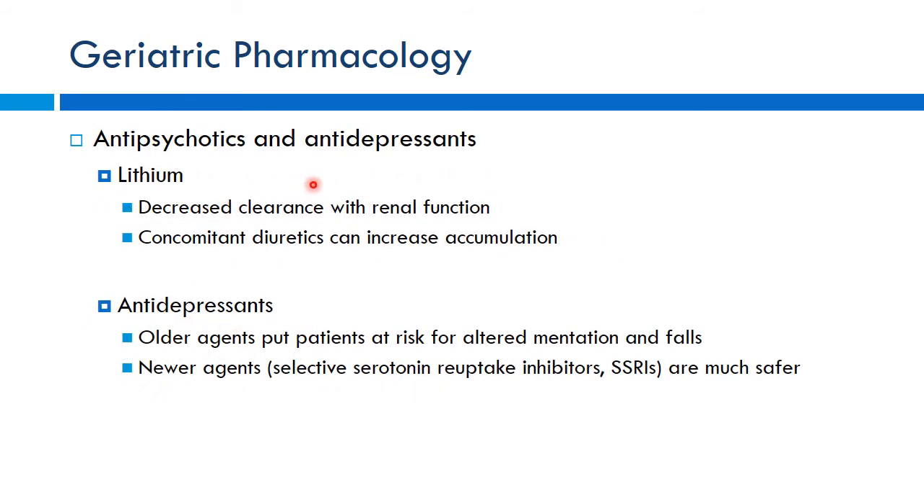Looking at antipsychotics and antidepressants, just some examples there. Lithium is a very common drug we use for bipolar disorder, probably used less frequently nowadays since we have a little bit safer drugs available. But this one, its clearance is dependent on renal function. So as that goes down, you end up seeing buildup of lithium levels.